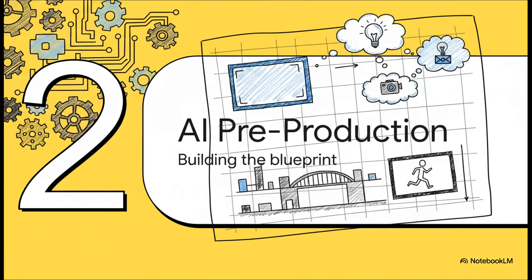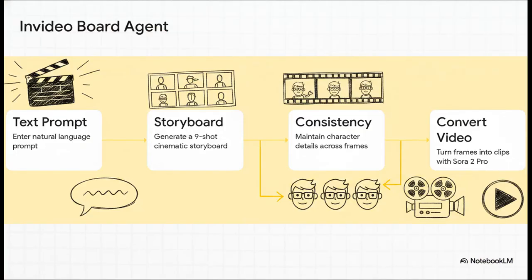Which perfectly cues up Section 2, AI pre-production and planning, building the blueprint. Because, as you know, a truly great video doesn't actually start in the timeline. It starts with storyboarding and conceptualization. Now, planning scenes and sketching out ideas used to take literal days of effort, and this brilliantly illustrates how much things have changed. Using NVIDIA's board agent, you literally just enter a plain text prompt.